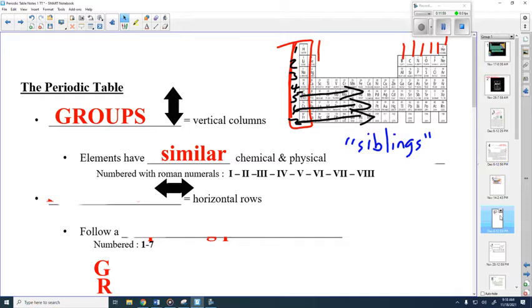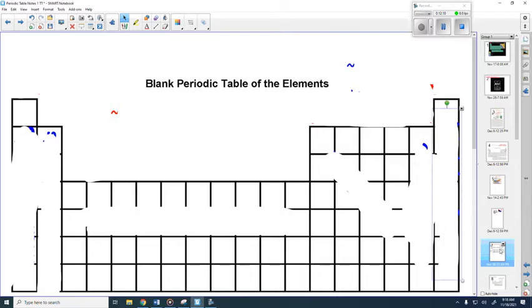So some groups are crazy similar. Some of them are just kind of similar. But elements in the same column, generally speaking, will have similar chemical and physical properties. I'll be coming back to the slide here in a moment. I'm just going to have you do a little bit of labeling here.